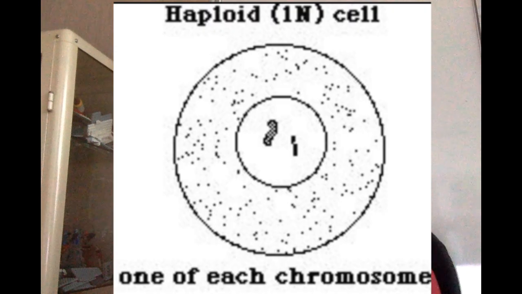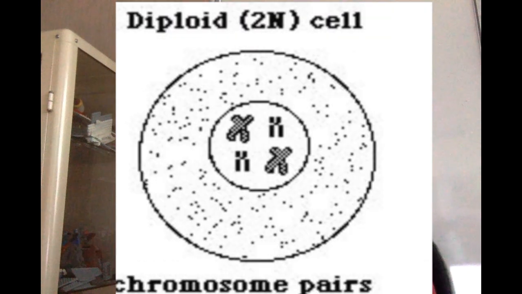Now let's talk about haploid and diploid cells. The terms haploid and diploid refer to the chromosome count within the cell. A haploid cell will have 1 set of chromosomes, whereas a diploid cell will have 2 sets of chromosomes. But what is a set of chromosomes?